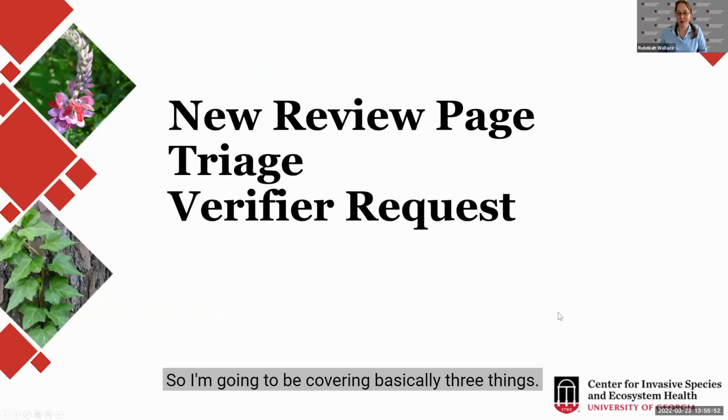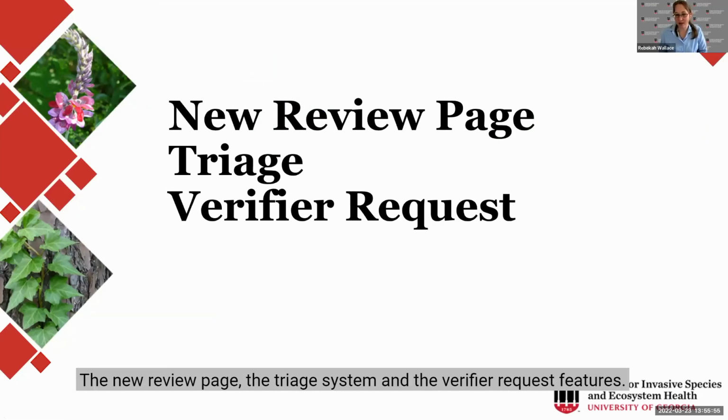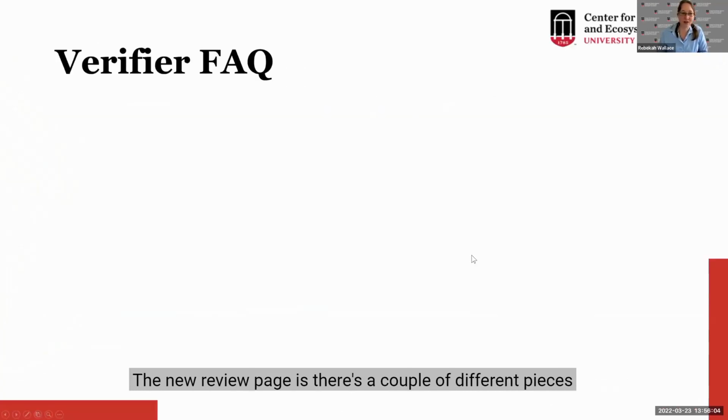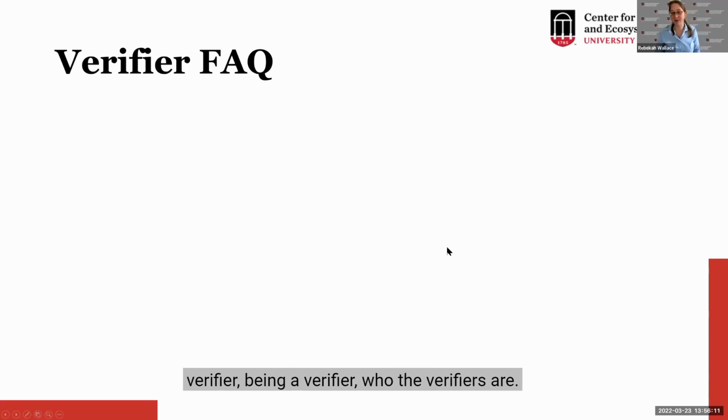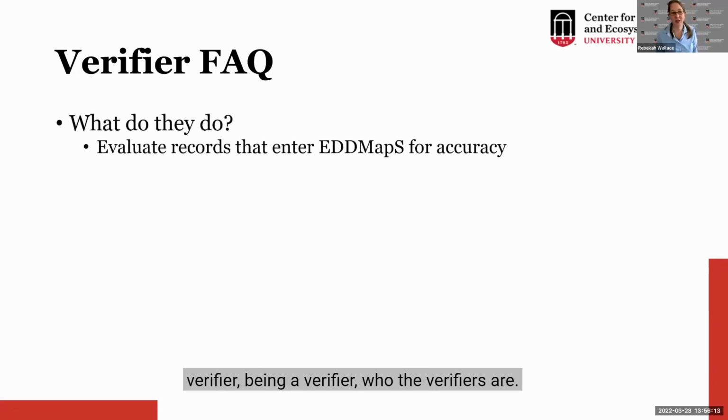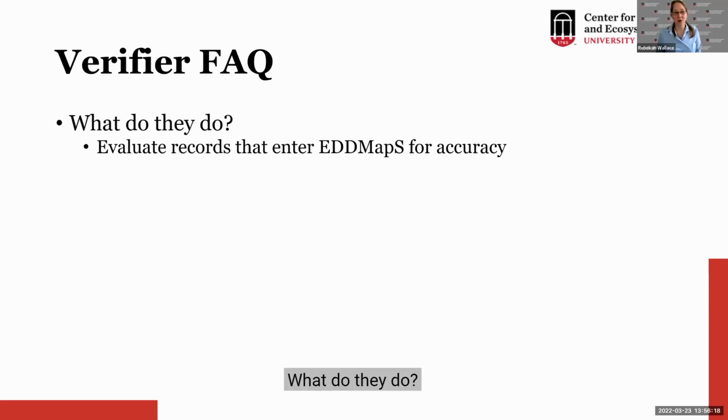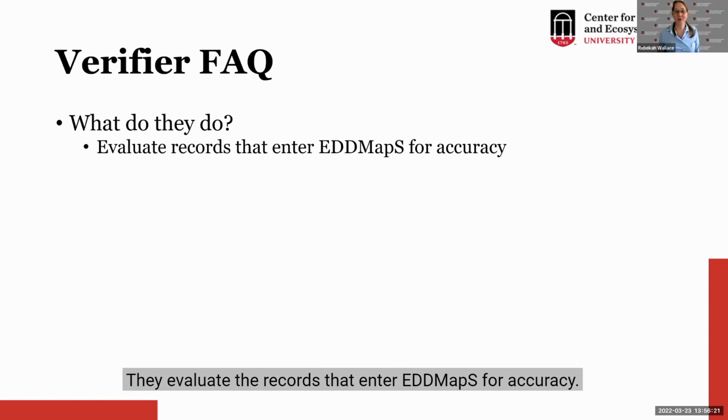So I'm going to be covering basically three things: the new review page, the triage system, and the verifier request features. The new review page has a couple of different pieces to it, so when I get to that, you'll see what I'm talking about. We get a lot of questions about becoming a verifier, being a verifier, who the verifiers are. So just some quick answers to common questions we get. What do they do? They evaluate the records that enter EDDMapS for accuracy. That's the most basic way to say everything they do: they're evaluating the records for accuracy.